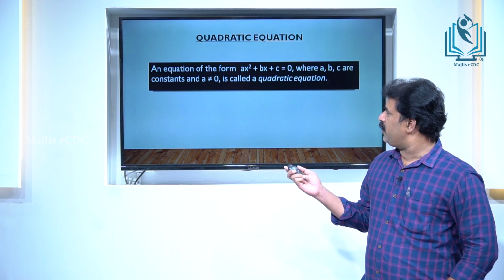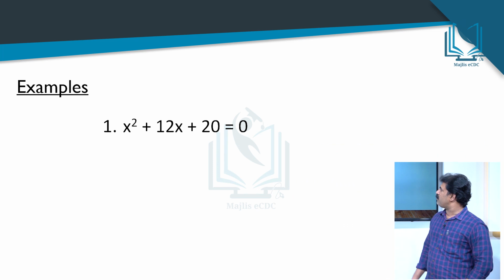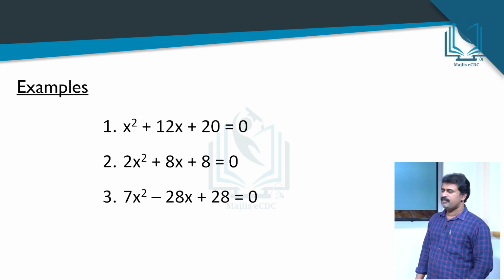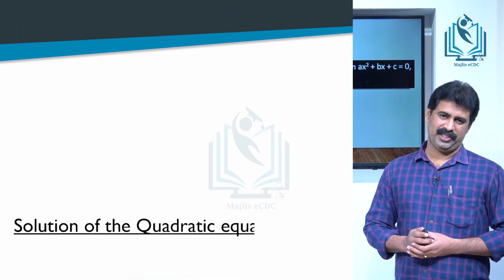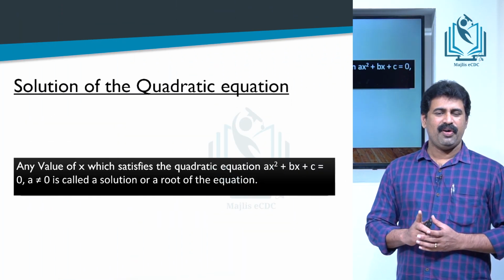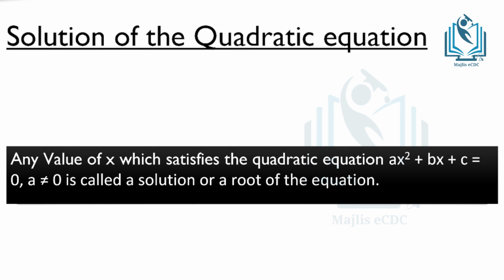The examples of quadratic equation: x square plus 12x plus 20 equals 0, 2x square plus 8x plus 8 equals 0, 7x square minus 28x plus 28 equals 0, minus 5x square minus 30x plus 25 equals 0. Next, we will discuss about the solution of the quadratic equation. Any value of x satisfies this equation is called solution of the quadratic equation.